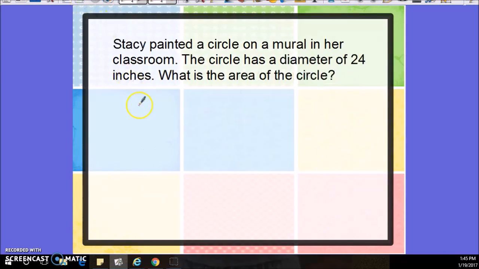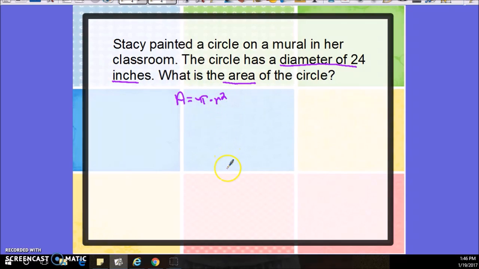Alright, the next problem. Stacy painted a circle on her mural in her classroom. The circle has a diameter of 24 inches. What is the area of the circle? So we are going to solve for the area. Let's go ahead and underline our given. We know that the diameter is 24 inches, and we know we're looking for the area.